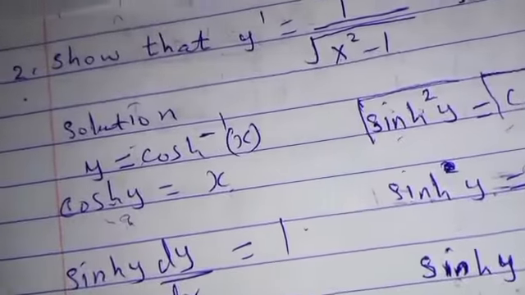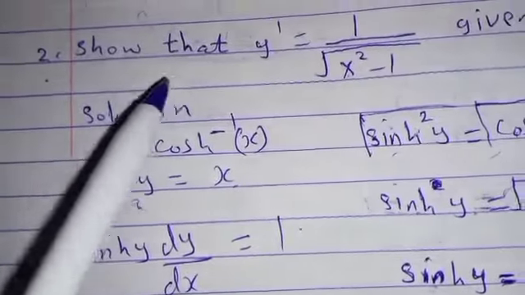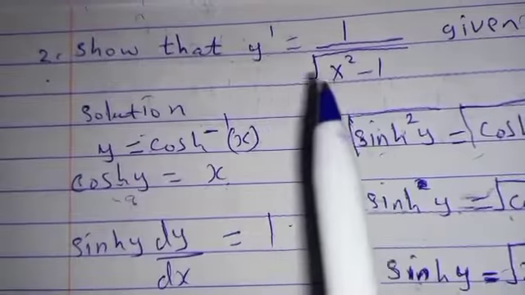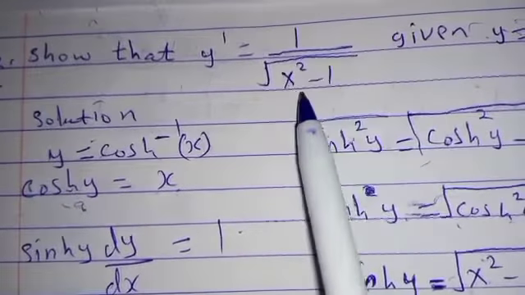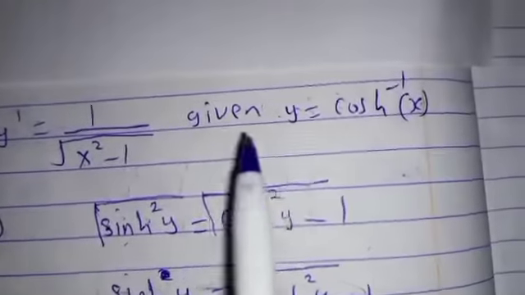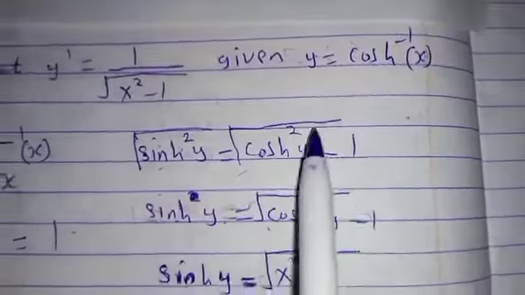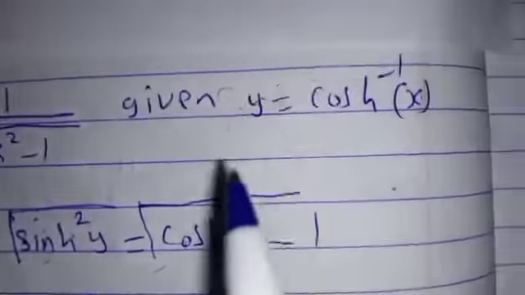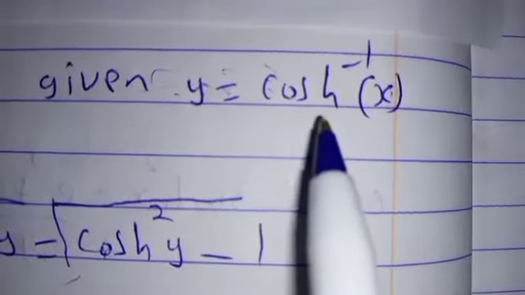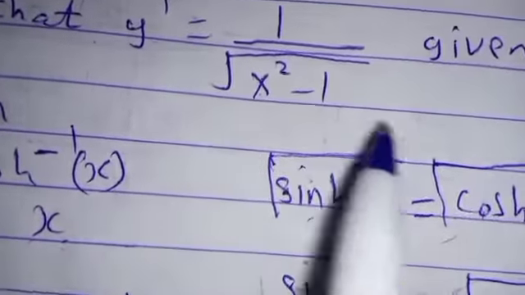Hello my dear scientists, welcome to our study today, whereby we are in number 2 of our work, and we want to show that the derivative of the inverse hyperbolic cosine of x is given by 1 over square root of x squared minus 1.